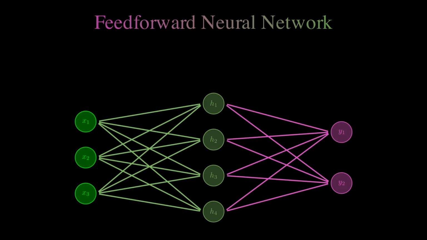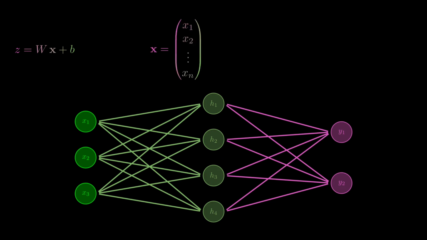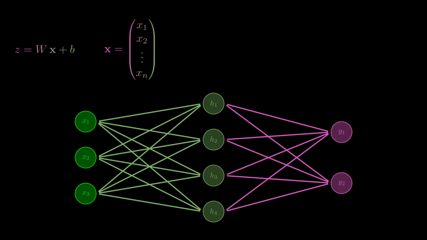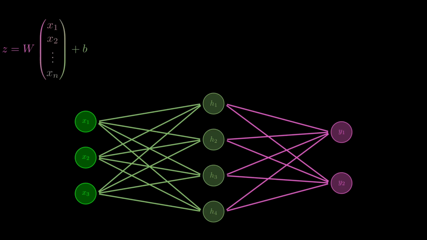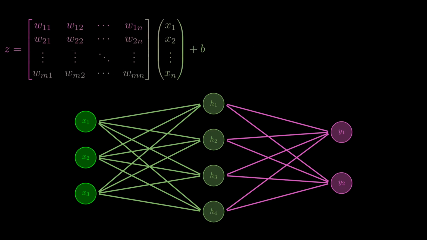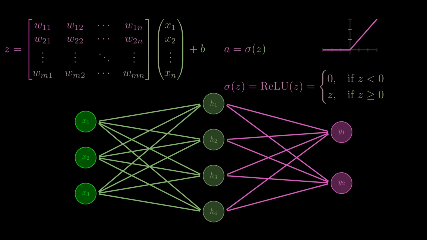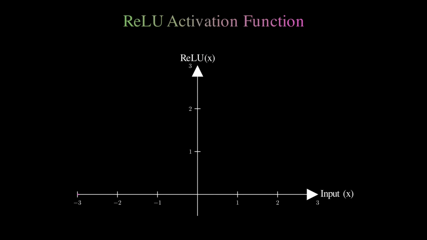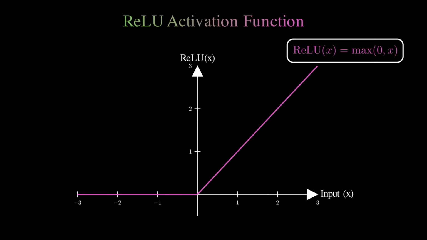To go from one layer to the next, for example from the input layer to the hidden layer, we multiply our input vector by a matrix of weights, often called W, and then we add a bias vector, which just shifts things slightly. Mathematically, this looks like this, but we are not done yet. After this linear transformation, we apply something called an activation function. In this case, we'll use ReLU, which is short for rectified linear unit. And the function is quite simple. Anything below 0 becomes 0, and everything above stays the same.